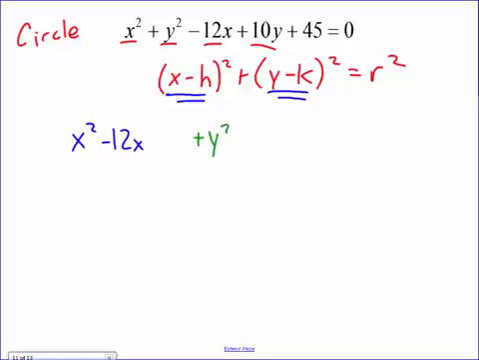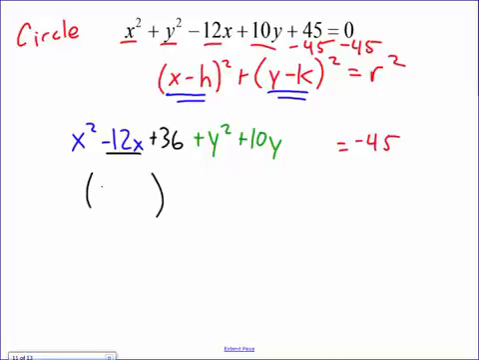So I got a plus y squared plus 10y. And then we want to move that 45 to the other side. So I'm going to subtract that 45 over. So I got negative 45 over here. And then to complete the squares, remember we take half of the b and we square it. So half of negative 12 is negative 6, and we square it to get positive 36.